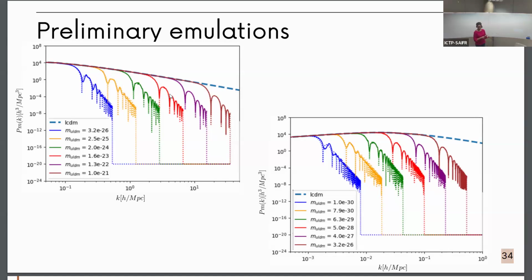On the other hand, the ones that you're missing are for sure already ruled out anyway. Yes, yes. But the idea of the emulator, we want to make it as broad as possible to make people free to put their own priors for parameter inference. So the idea is to have a good emulation for everything, even if it's excluded.